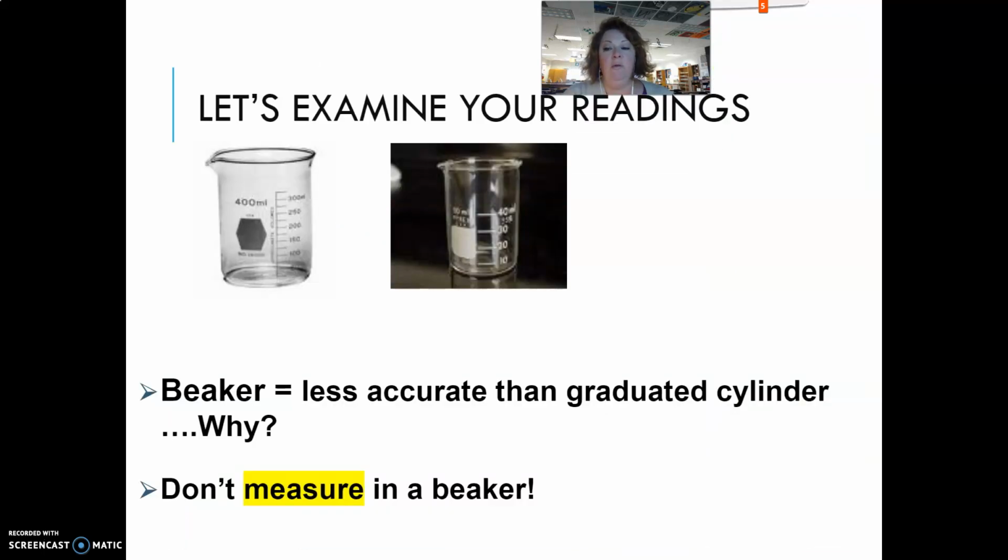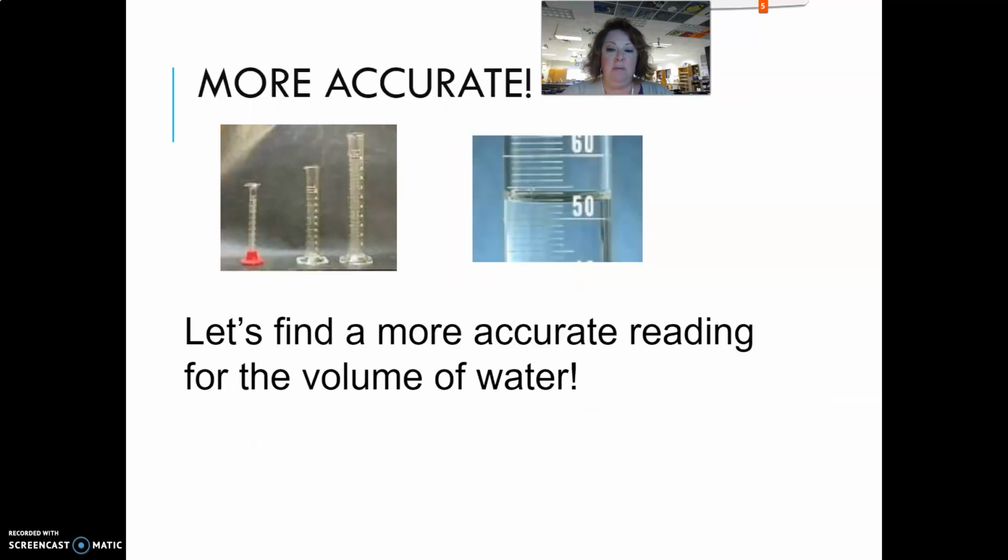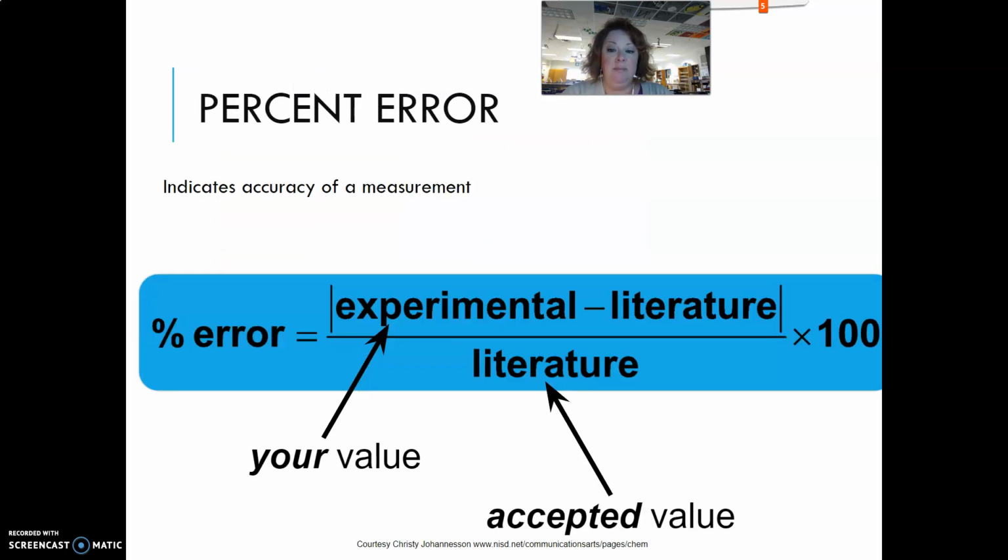All right, so if you were trying to figure out some volume, we've already talked about this, you wouldn't use a beaker, you'd use a graduated cylinder. And it's because a beaker is not accurate. It's just for holding stuff. We just don't measure in a beaker. We're going to use graduated cylinders because it will be a more accurate reading for any liquid.